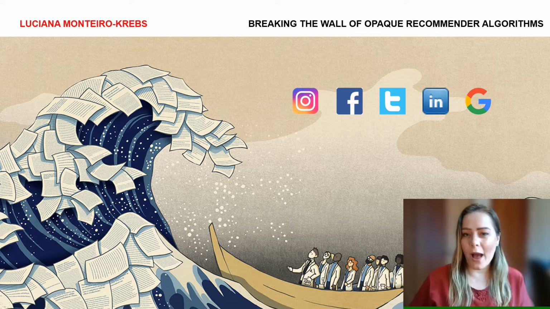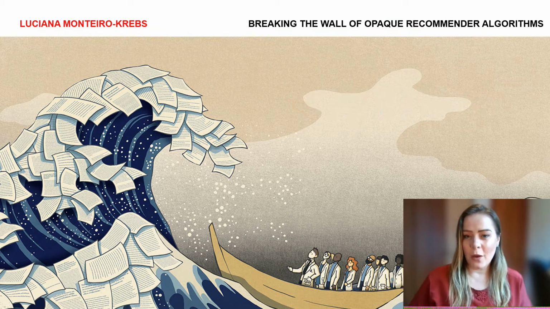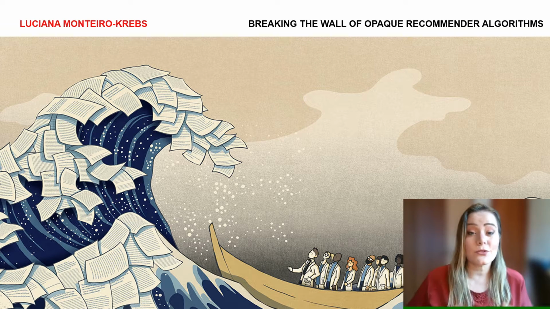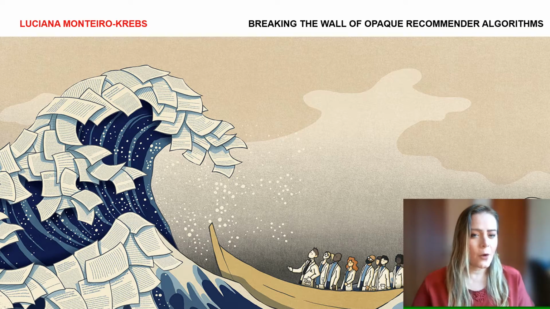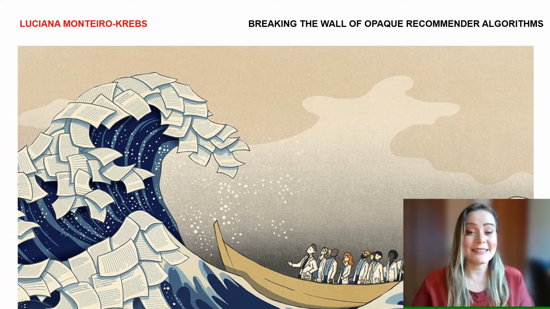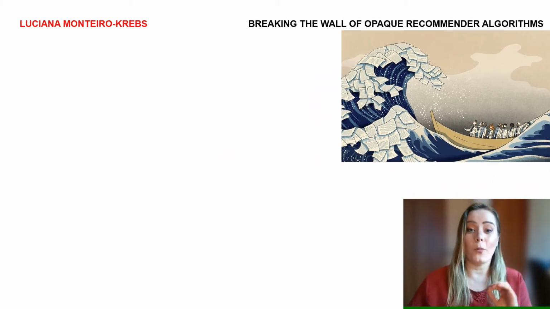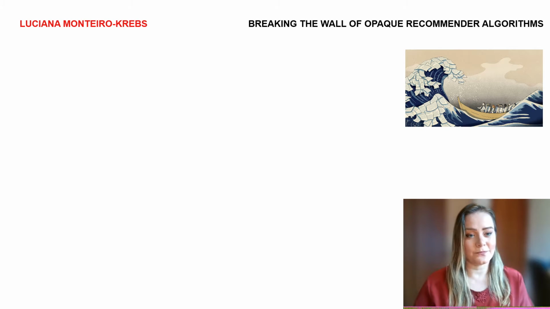But do you know how platforms profile you? Which exact criteria they use to show you content? Do you know where to find these criteria? What about changing them? It's time to break the wall of opaque recommender algorithms.